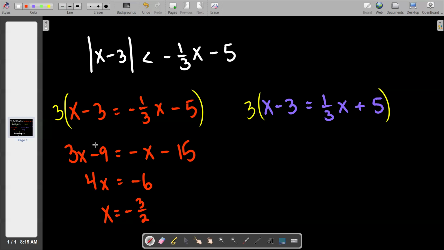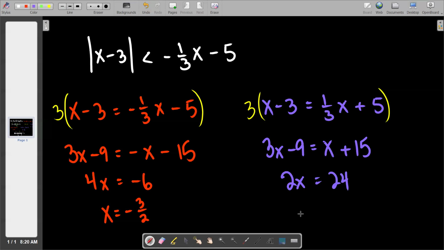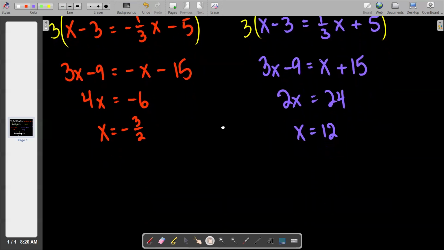All right, let's take a look at Mr. Purple. Again, if we multiply by 3, it's essentially the same exact process, just the signs are a little different. So we wind up with 3x minus 9 equals what? X plus 15. So again, we move stuff around, move the x over here, you get 2 of those. Add the 9 over here, you get 24, divide by 2, and you get 12. So we're going to get 3 regions this time, and we're going to go test them and see what happens.